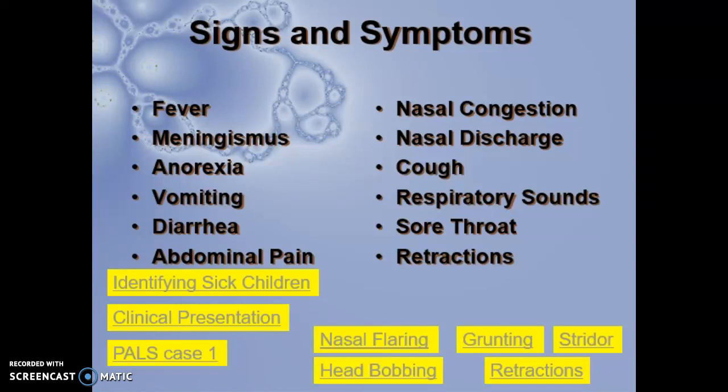There are a lot of good links here for you to see what all these things are talking about, like grunting and head bobbing, nasal flaring, all those things. Remember that babies are obligatory nose breathers till about 3 months old. So if they're breathing with their mouth open, it is very bad.